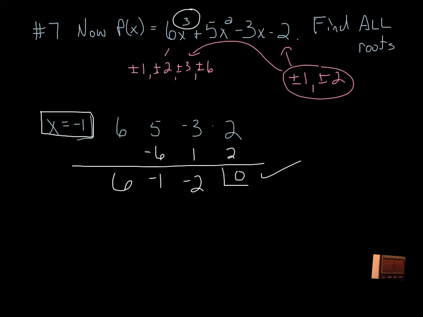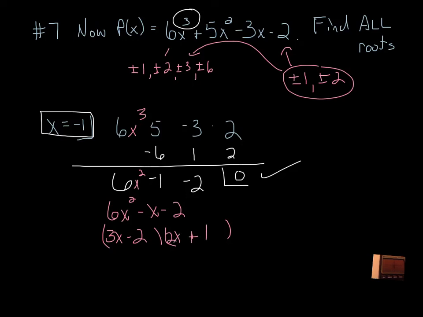Now we have a depressed polynomial. Remember, he was x cubed. This guy's x squared. I got 6x squared minus x minus 2. Hopefully he factors. And he does. He factors to 3x minus 2 and 2x plus 1.